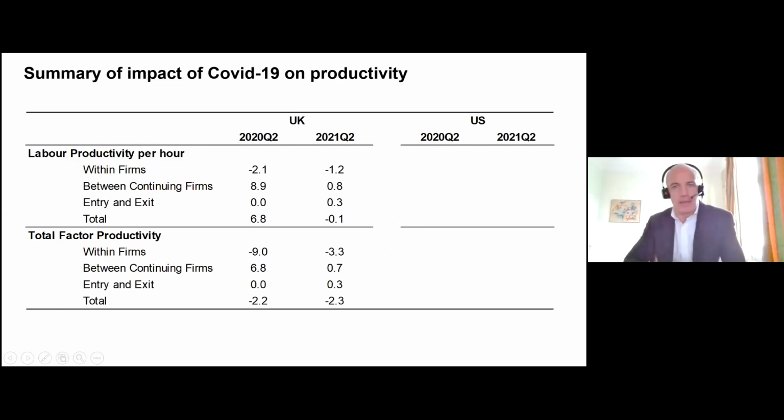Putting all of this together, I'm going to focus on TFP, and you can read these numbers at your leisure. There's going to be about 3% on average off productivity at the firm level within firms. There's going to be a boost of 0.7% on the productivity of continuing firms, because of the change in the mix. And so this is qualitatively the same, but much smaller. And then there's going to be a boost from this effect on entry and exit that we saw. And so we're expecting that by the middle of next year, total factor productivity will be about 2.3% below the counterfactual level.